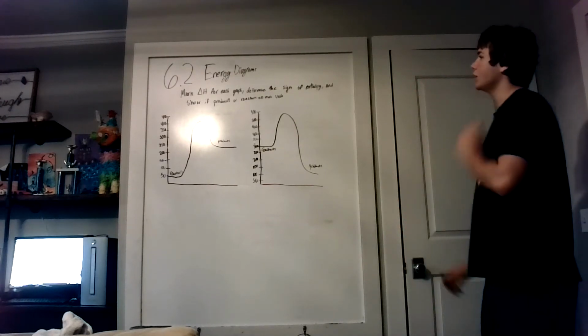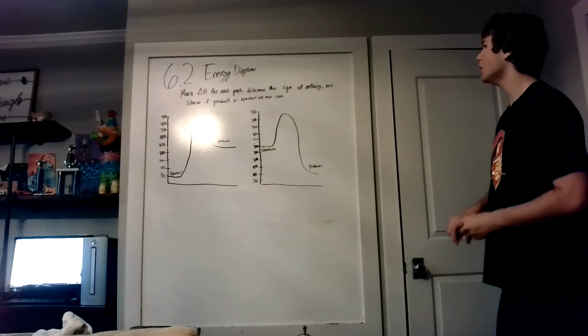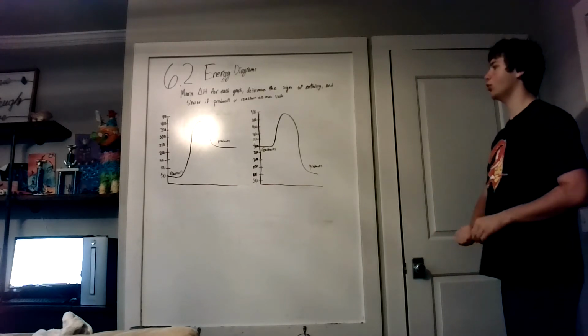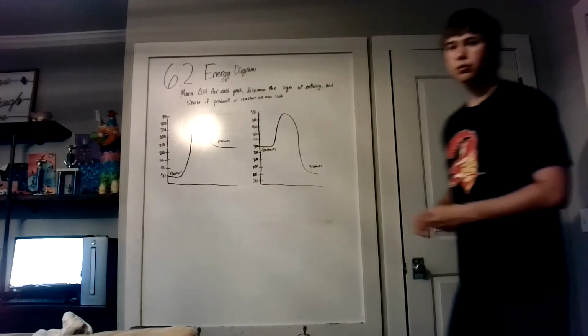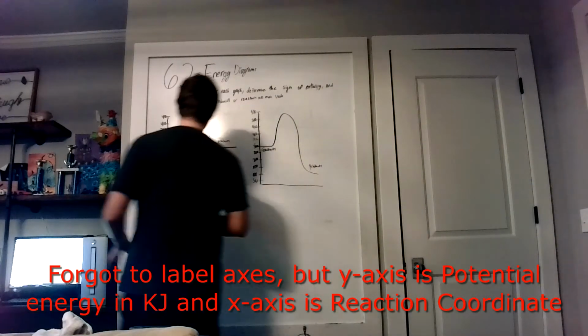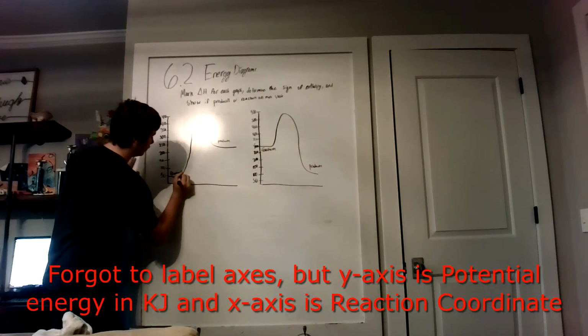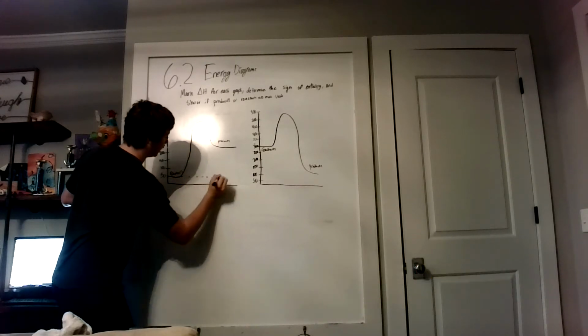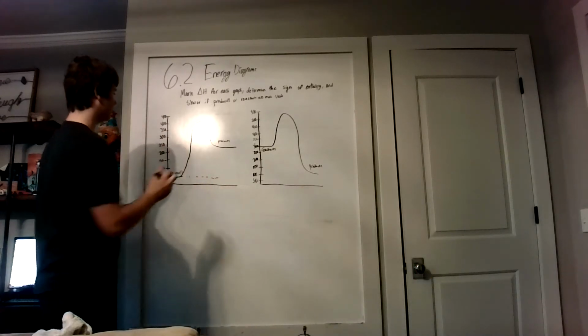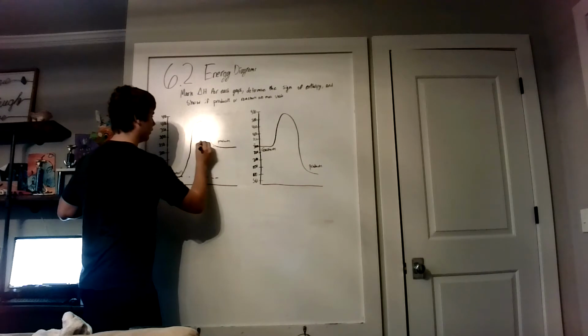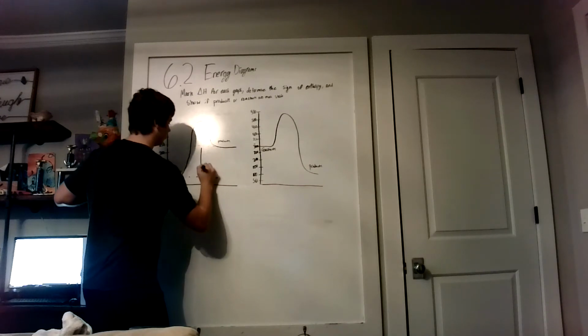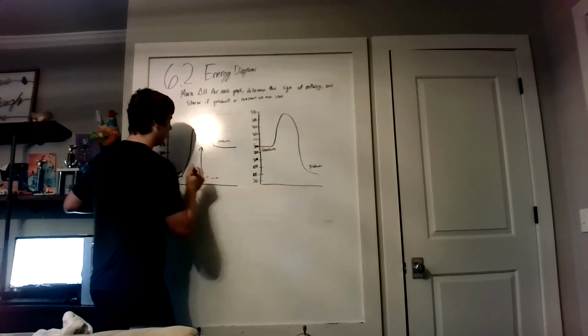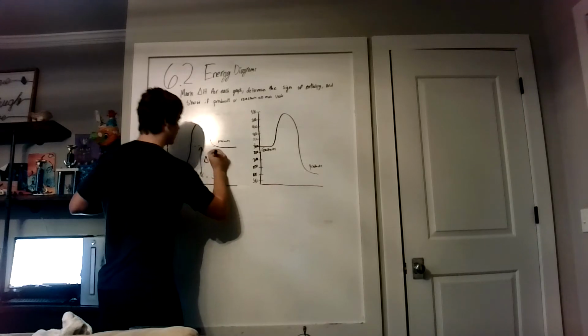Mark delta H for each graph, determine the sign of enthalpy, and show if products or reactants are more stable. So, when we're marking the delta H for each graph, we're going from the Y value of the reactants to the Y value of the products. So that right there would be our enthalpy change, or delta H.